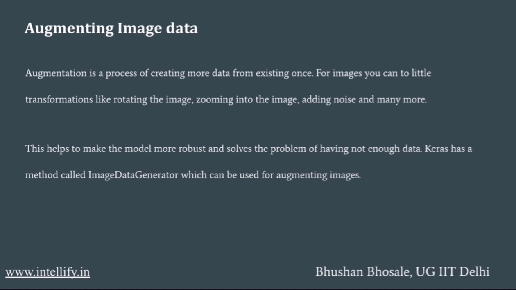Now, augmenting image data. Augmentation is a process of creating more data from existing ones. What is this more data that we can create from an existing one? For images, you can do little transformations like rotating the image, zooming into the image, adding noise, and many more. This helps to make the model more robust and solves the problem of not having enough data. Keras has a method called ImageDataGenerator which can be used for augmenting images. Let us see what an image data generator does.